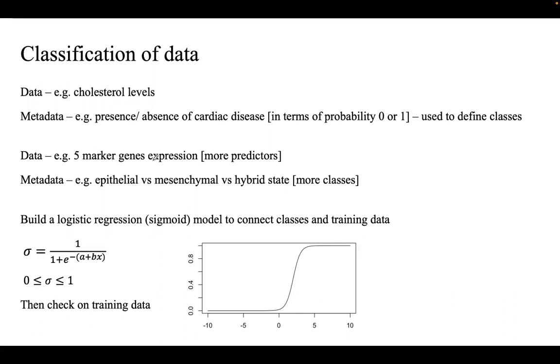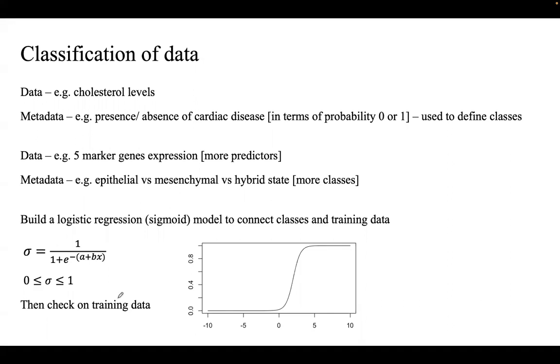And when you talk about what you want to predict, you can have information about the cell state. So one of the examples is you can have cells which are epithelial, they can be mesenchymal, or they can be somewhere in between. So you have 3 classes. So whether you have just one predictor or more predictors, whether you have just 2 classes or multiple classes, that's possible. You need to classify data. There are just a few different tricks you can use to model this more easily. And normally what is done is that a logistic regression model, which follows a sigmoid function with this equation right here, is used to connect your classes to your training data set.